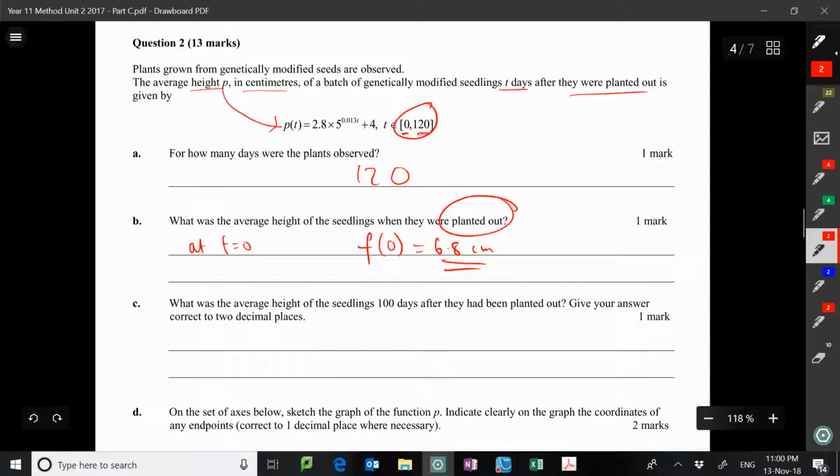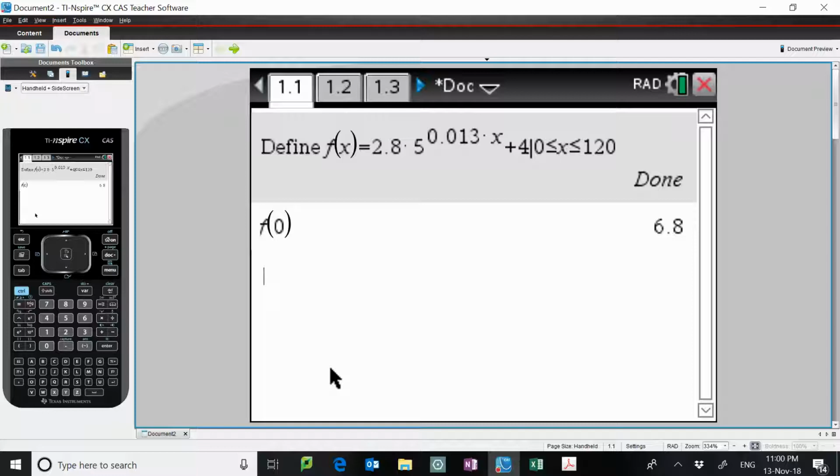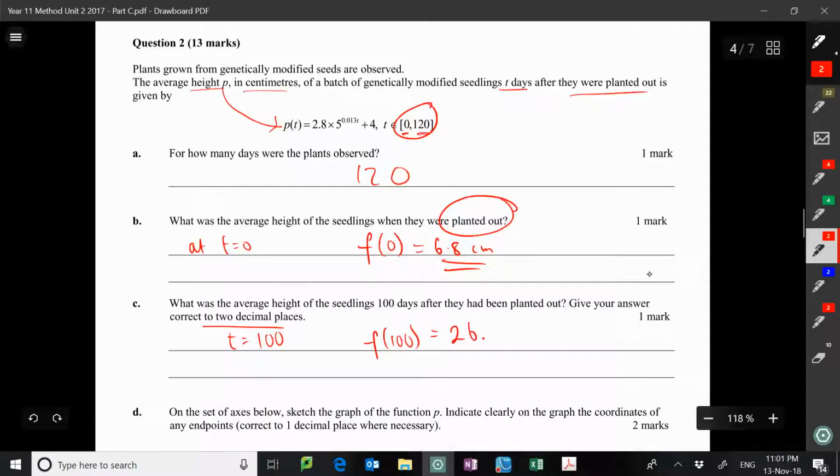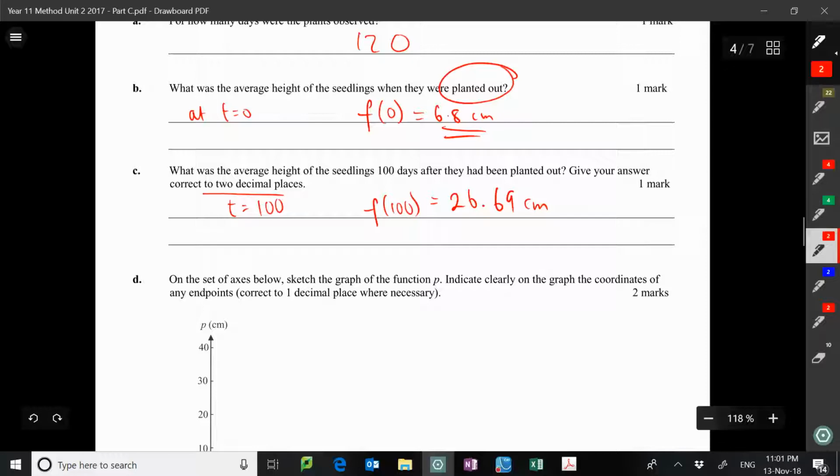Okay, next one. What was the average height of the seedlings 100 days after they had been planted out? Give your answer correct to 2 decimal places. So in this case, it's pretty easy. It's when t equals 100 days, so f of 100. Since you defined it, it's pretty easy. Go back to your CAS, f of 100. Now, it says correct to 2 decimal places, so that would be 26.69. 26.69 centimeters. See what I'm doing? Too easy. 3 marks. All CAS. I haven't really done much thinking, have I?